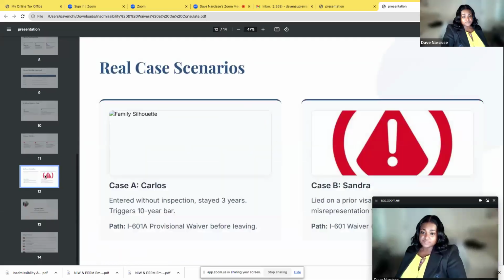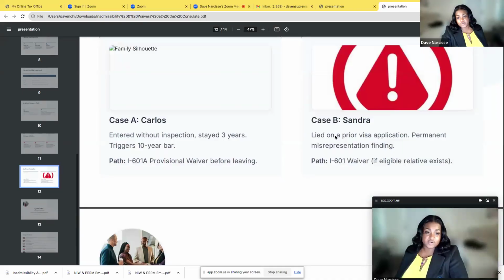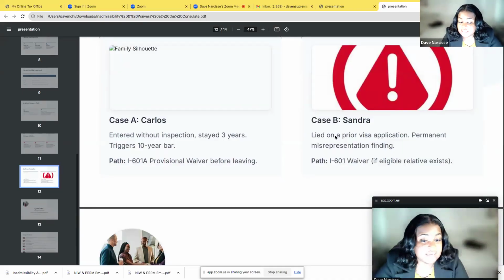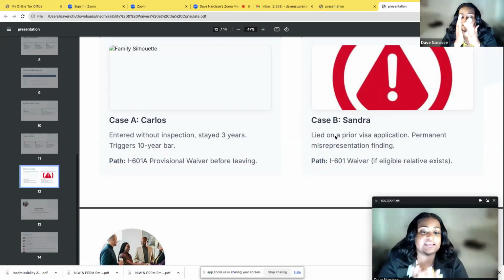Real case scenario example. A caller entered without inspection, stayed three years, and triggered the 10-year bar. An I-601A provisional waiver is required before leaving. And in the other case, Cassandra lied on her visa application, a permanent misrepresentation finding, so she's going to need an I-601.